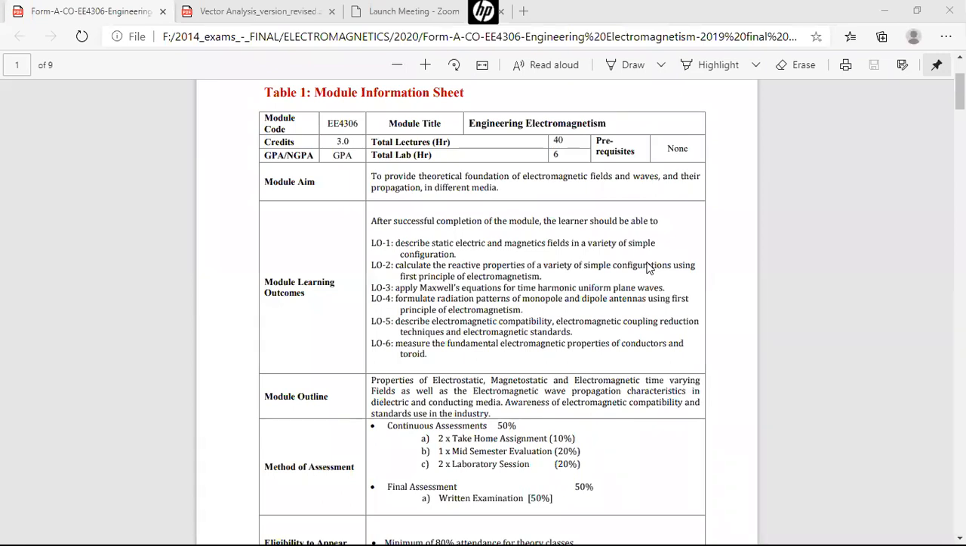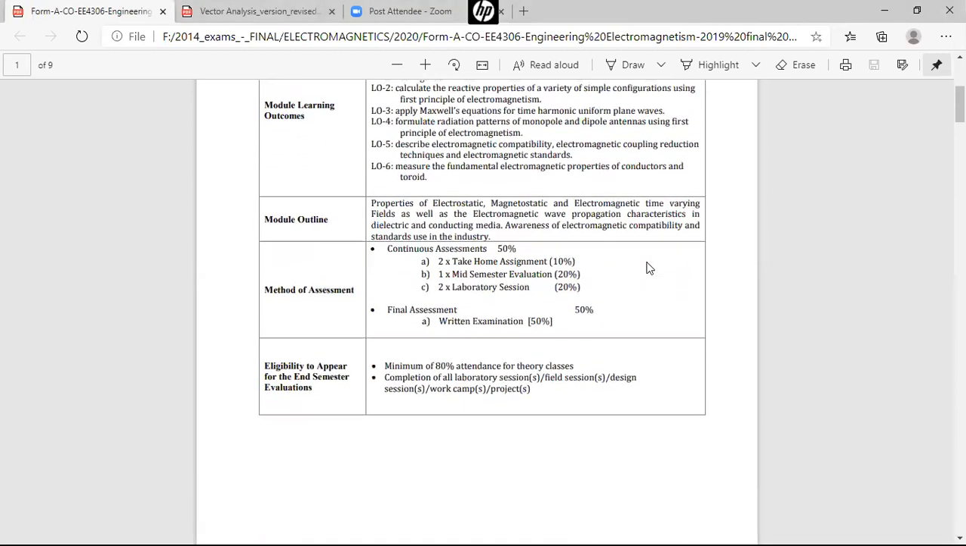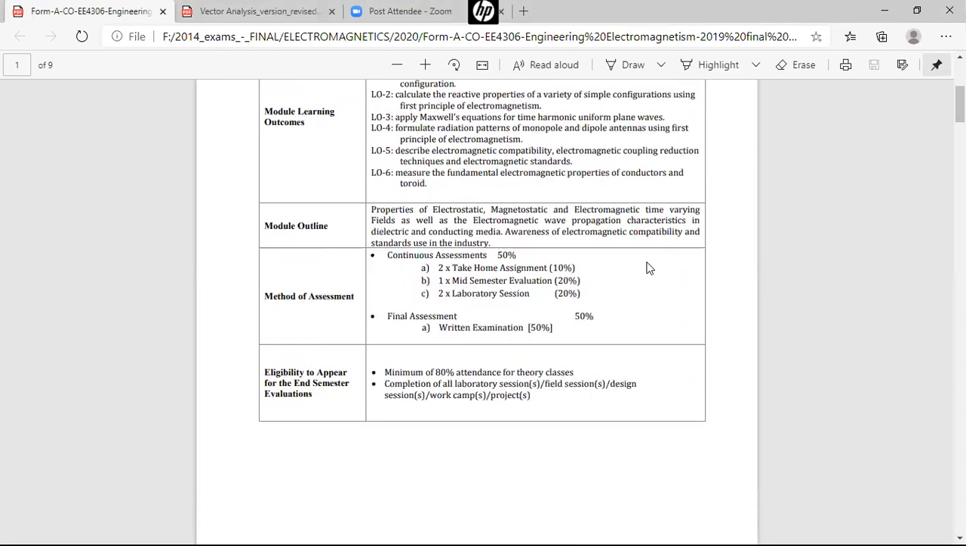The module is Engineering Electromagnetism. This is a 3 credit subject. You can see in the module information sheet here. So these are the LOs, or what we call the module learning outcomes. And if you read this document, you can find the lecture outline.